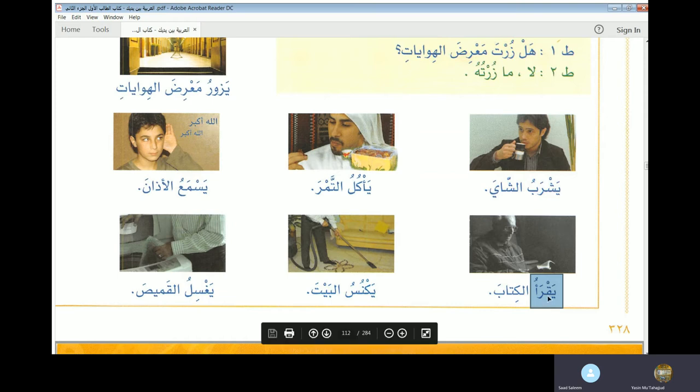He reads, right? Correct. Yaqra'u. She reads, taqra'u. You read, also taqra'u. So taqra'u has two meanings: she reads and you read. And you read feminine: taqra'ina. I read: aqra'u. We read: naqra'u.